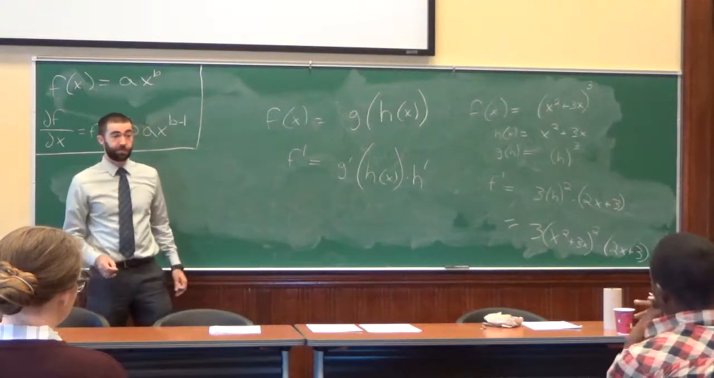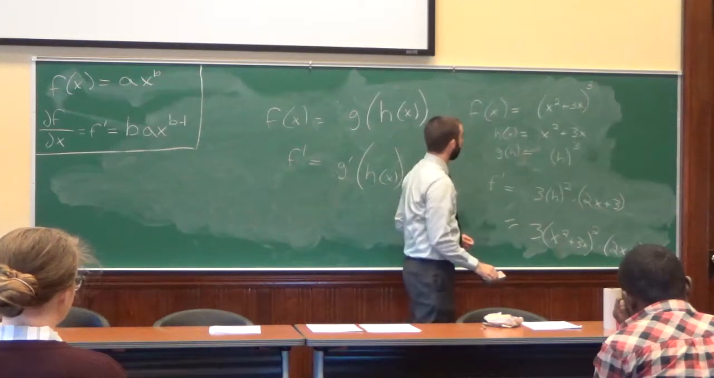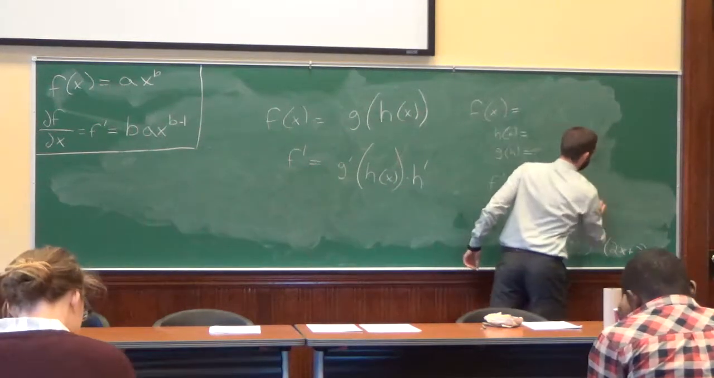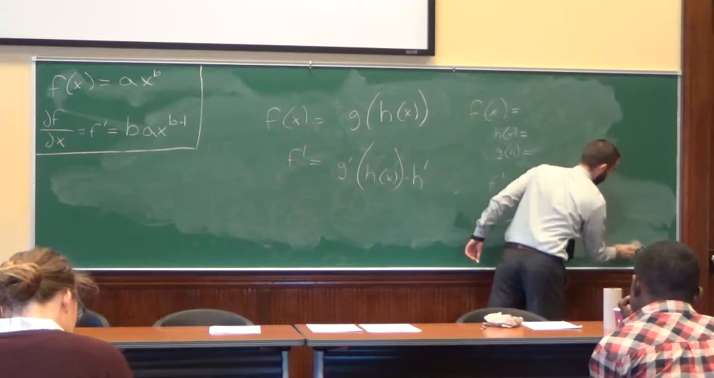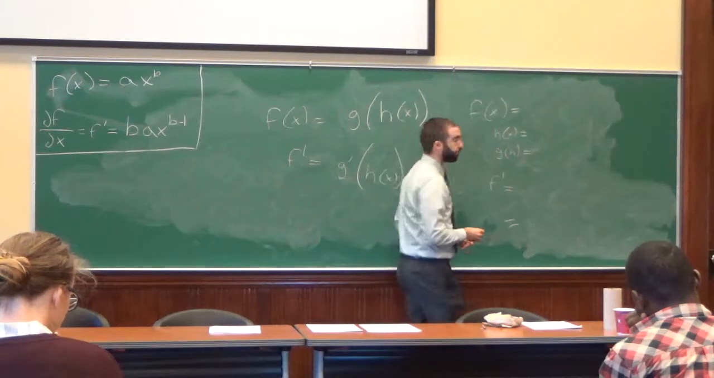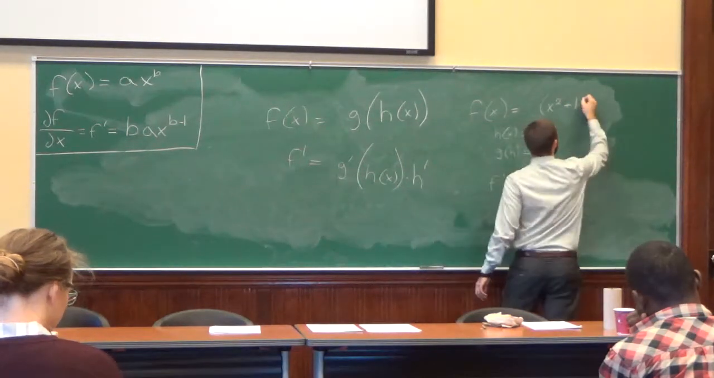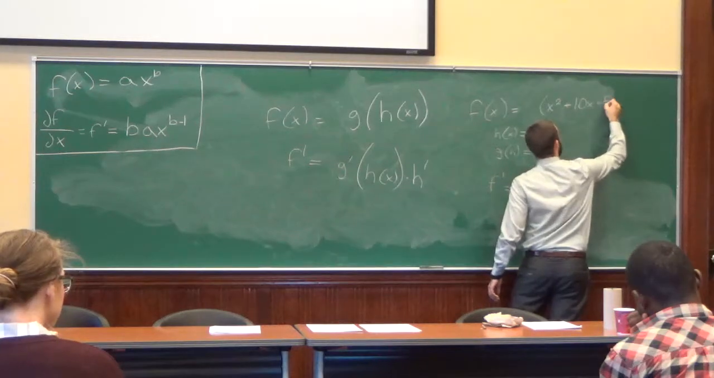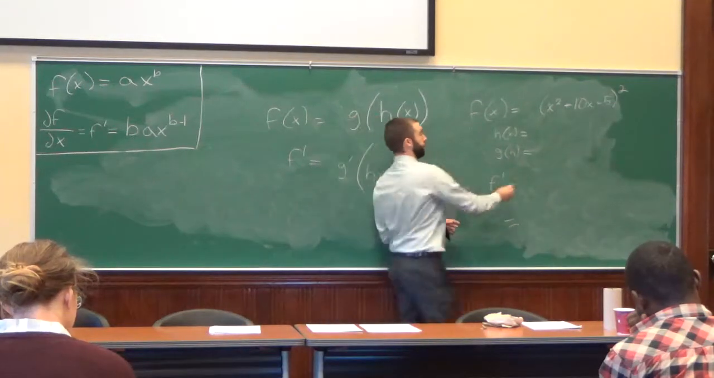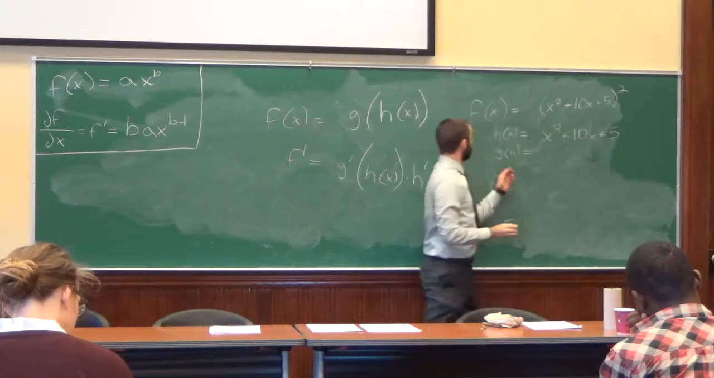Are you guys ready to do one? Okay, let's do a practice one. x squared plus 10x plus 5, all squared. Catherine, what's h of x? x squared plus 10x plus 5. And what's the outer function?